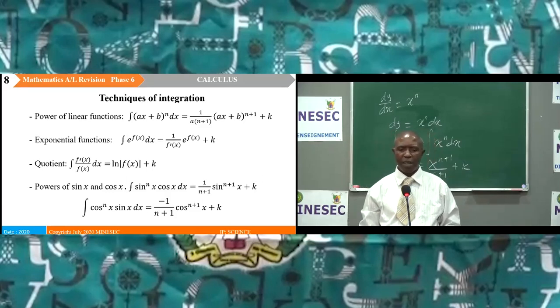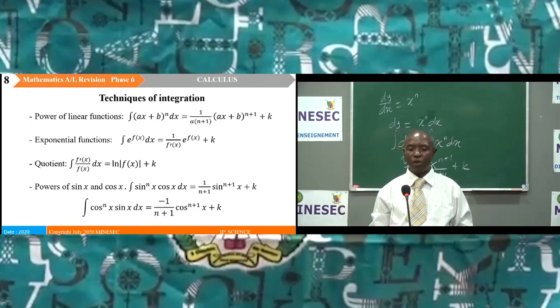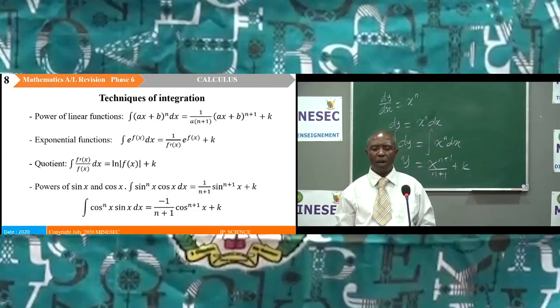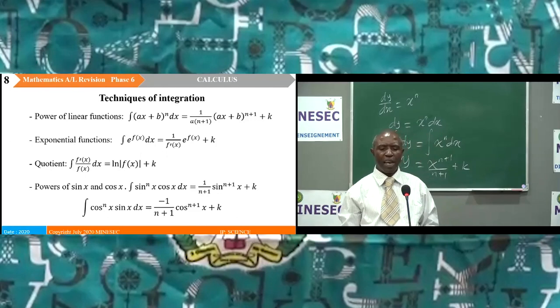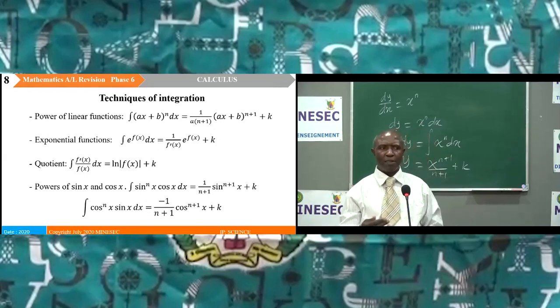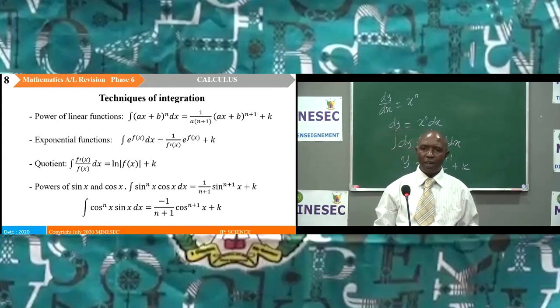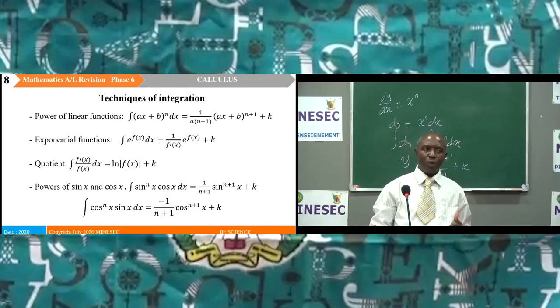Powers of sin x and cos x. How do we integrate powers of sin x? Sin to the n x cos x dx. Here, we will have it that the integral of sin to the power n of x cos x dx is equal to 1 over n plus 1 sin to the power n plus 1 x plus k. And for cosine, we'll have negative 1 over n plus 1 cos to the power n plus 1 x plus k. When we differentiate cosine, we have a negative sign. But in integration, when we integrate sine, we have negative cosine, and when we integrate cosine, we have instead positive sine.